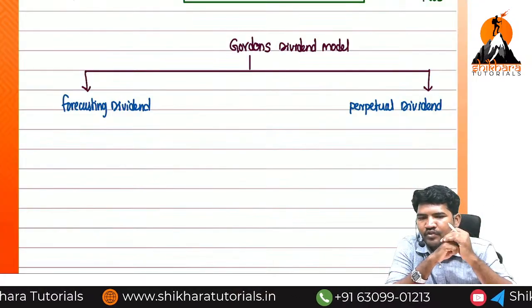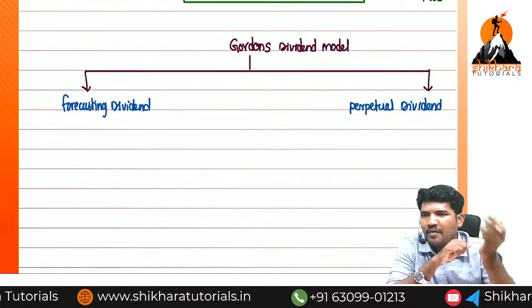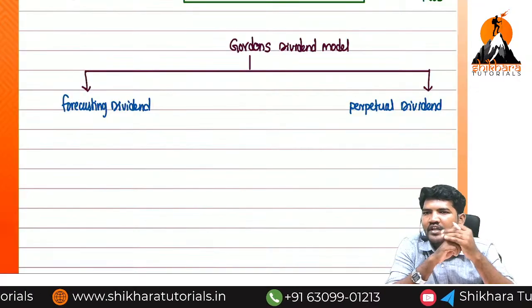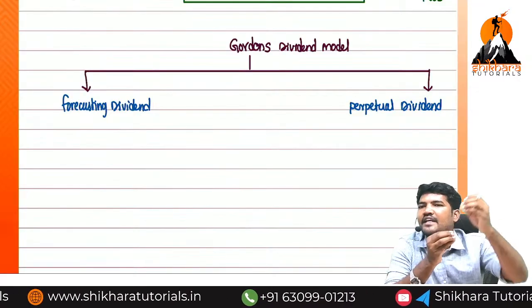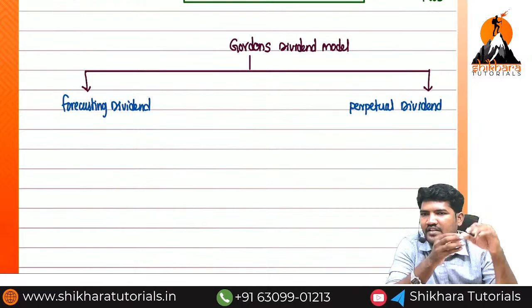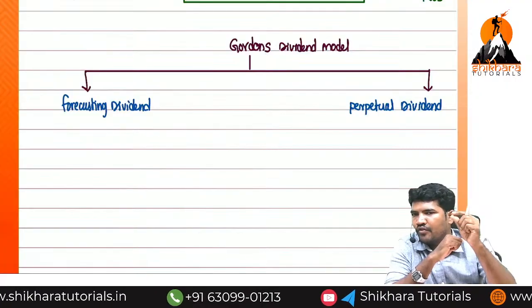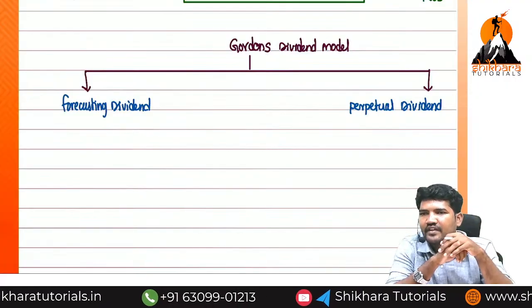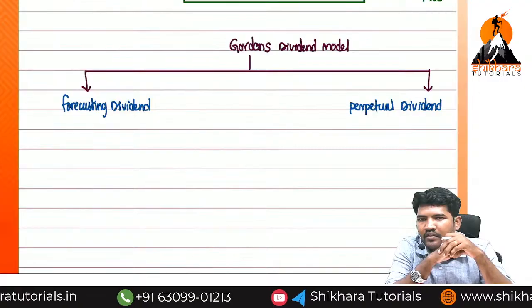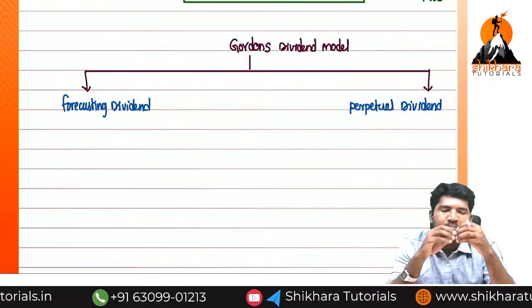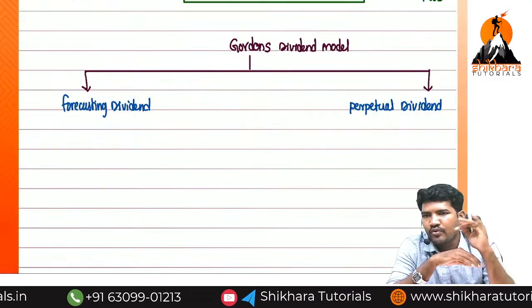If an investor receives dividends for an indefinite period, it's called perpetual dividend, with infinite life. What about forecasting? Opposite to that. The investor receives dividends only for a certain period, either 5 years or 6 years or 10 years or only one time. If you know the years, that is called forecasting dividend. Clear? Based on this forecasting dividend and this perpetual dividend, you have to calculate.